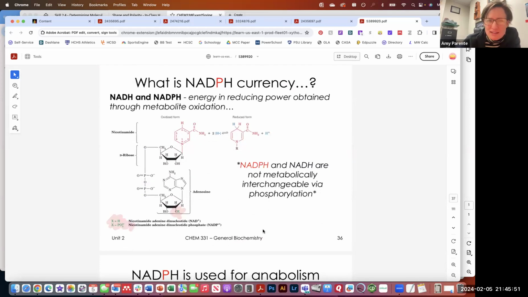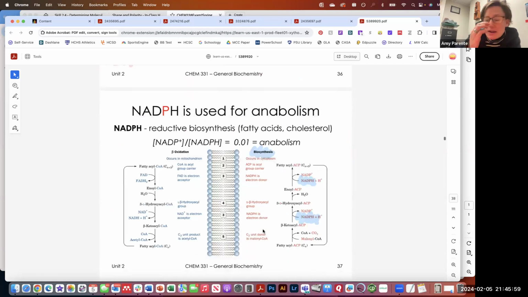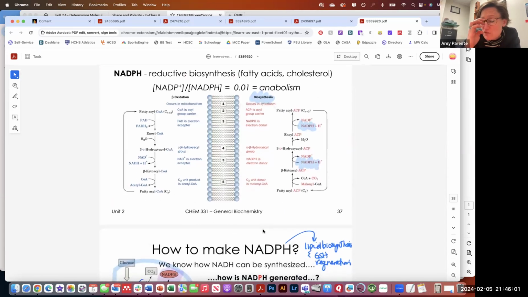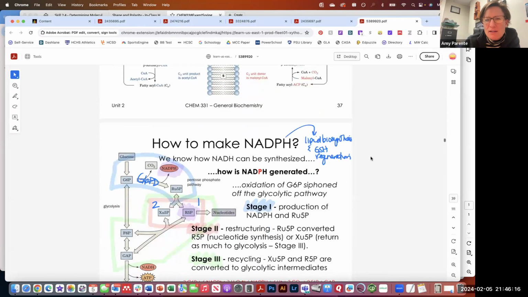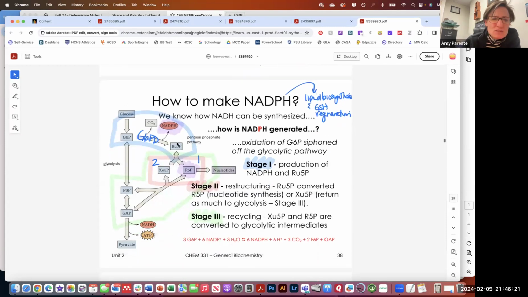Reminding you, you cannot interconvert NADH and NADPH by a kinase. That's not something that happens. They're metabolically distinguishable, but they serve similar functions. NADPH in its reduced form is going to be used to provide the electronic glue to glue atoms together to make molecules. Specifically, they're going to be used for fatty acid synthesis. We also talked about its importance for glutathione regeneration. So again, here are the different pieces. I want you to know that there are three stages to the pentose phosphate pathway.